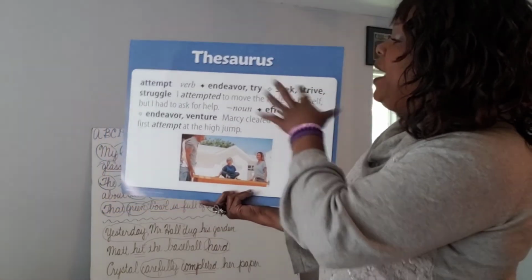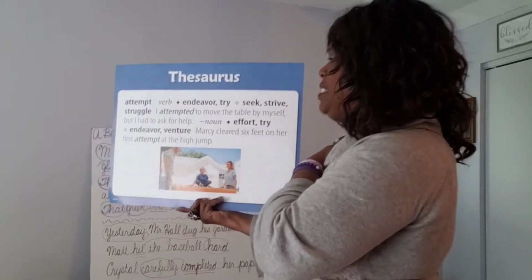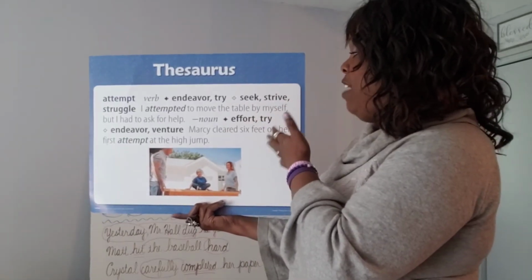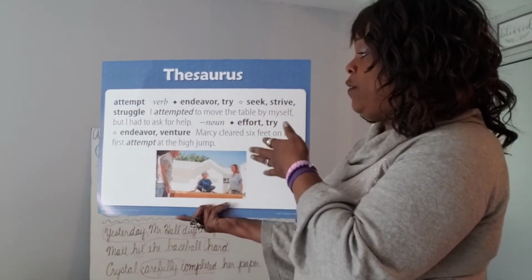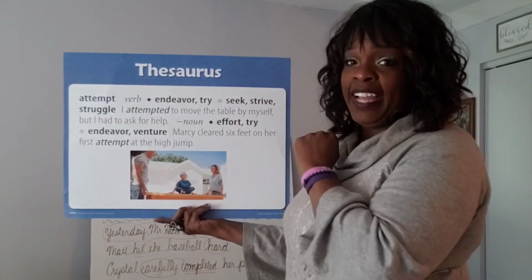Okay. I attempted to, that's what it is. I'm sorry, I thought that was just a line. I attempted to move the table by myself, but I had to ask for help. So as a noun, it means effort, try, endeavor, or venture. Marcy cleared 6 feet on her first attempt at the high jump.